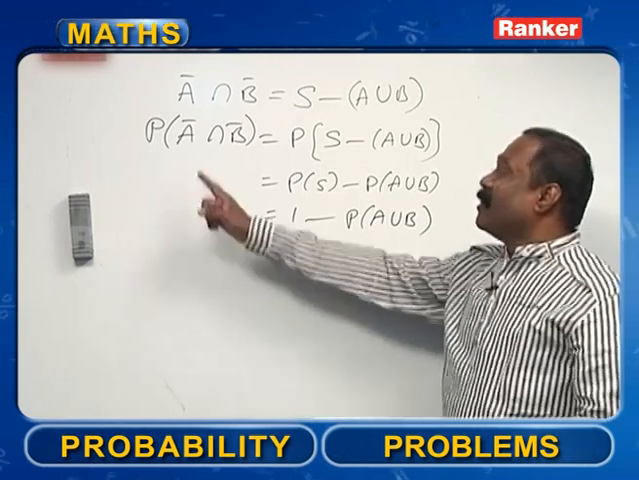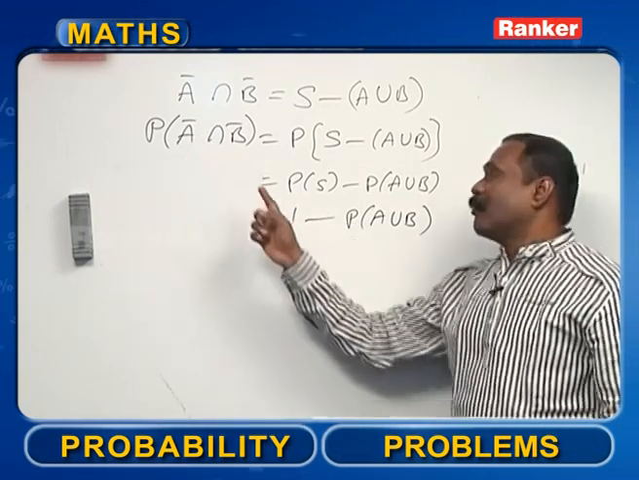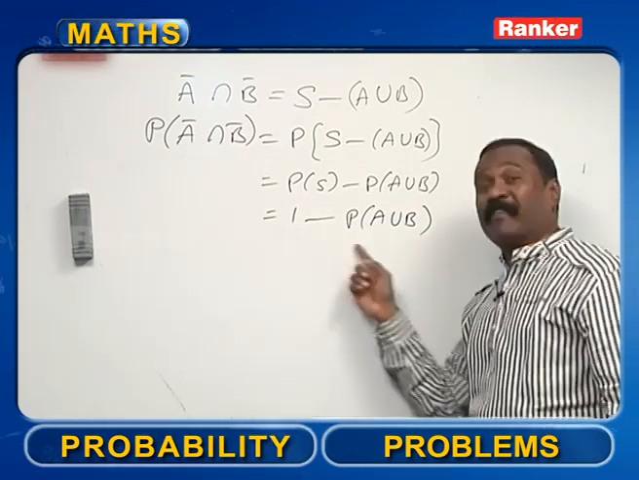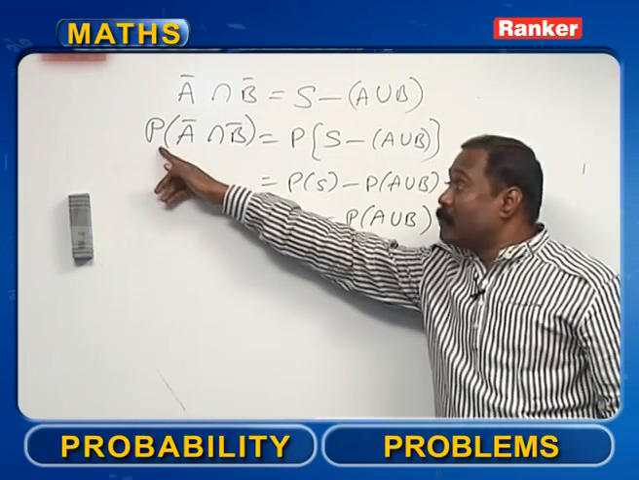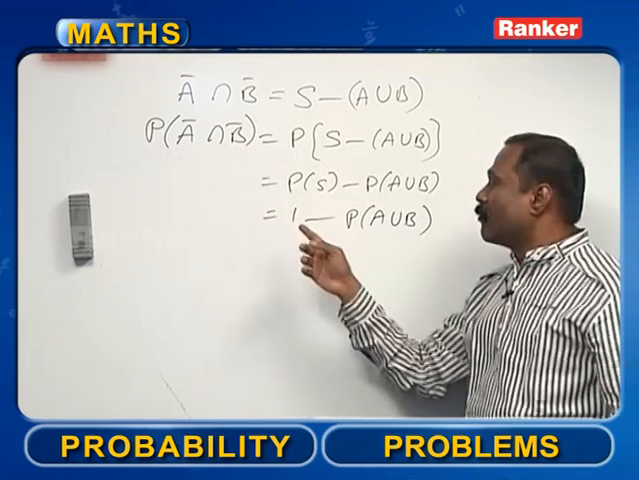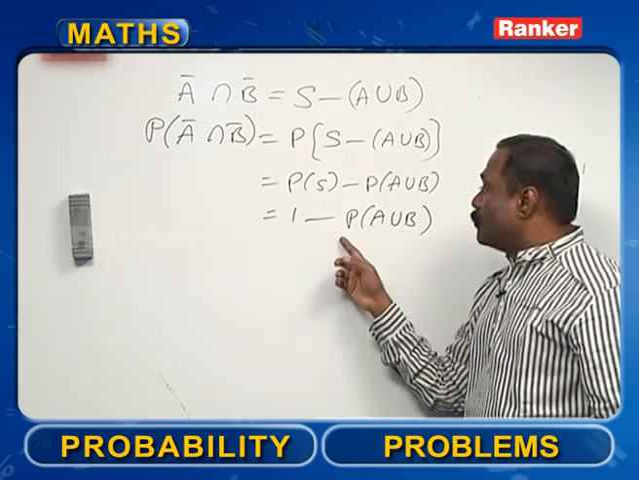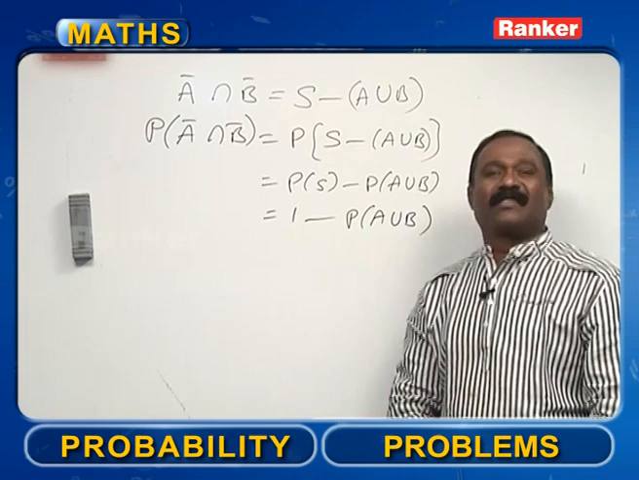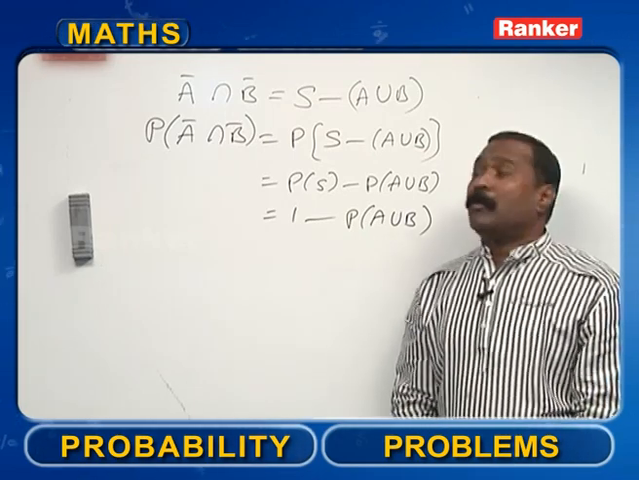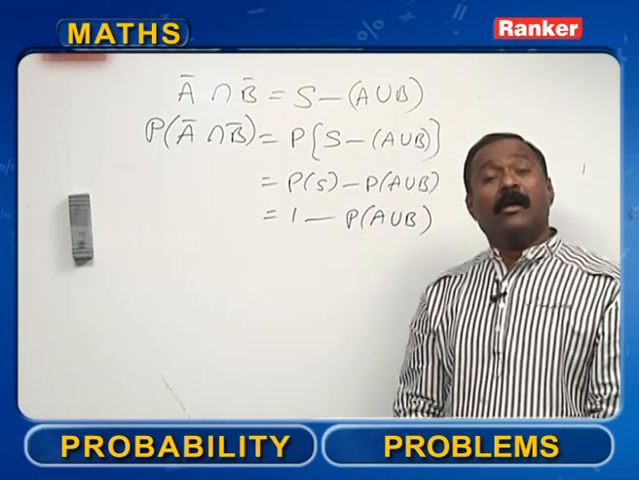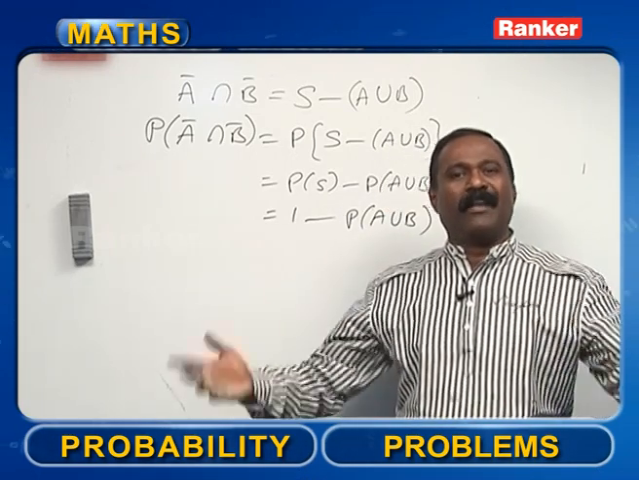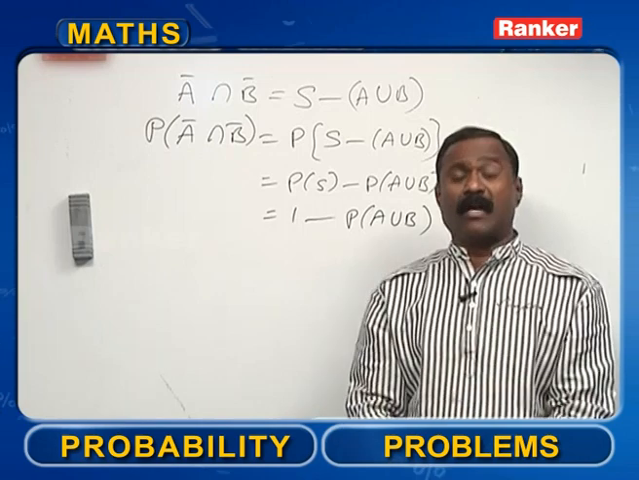Understand this. Probability of neither of them occurring is equal to 1 minus probability of at least one of them occurring. Understand that? So if you have doubts in simplifying this type of problems, always make use of Venn diagrams. That's why I want to show you that.